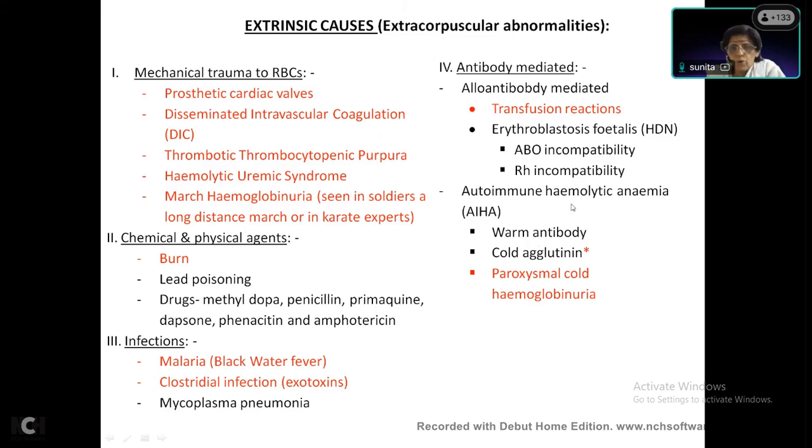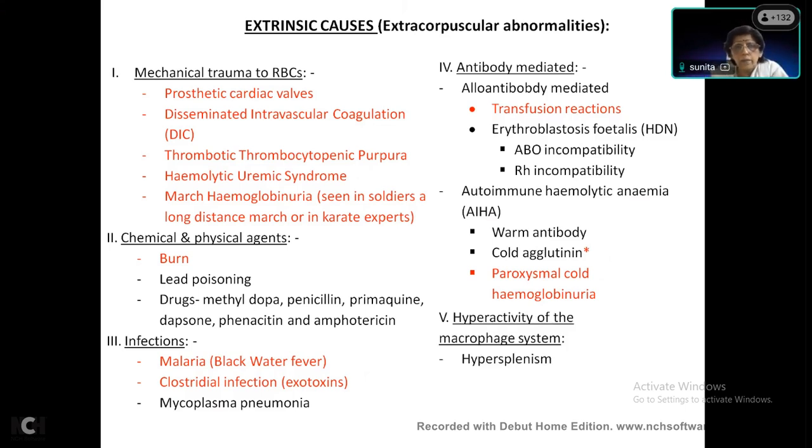Now, autoimmune hemolytic anemia, as the name suggests, the antibodies are directed against self-RBCs. The antibodies can be warm antibodies. They are usually IgG type. They are also known as incomplete antibodies and they react at around 37 degrees centigrade. The cold agglutinins are usually IgM type and although they usually cause extravascular hemolysis, they can cause intravascular hemolysis also. Then paroxysmal cold hemoglobinuria or PCH, which is again IgG type, but it causes intravascular hemolysis.